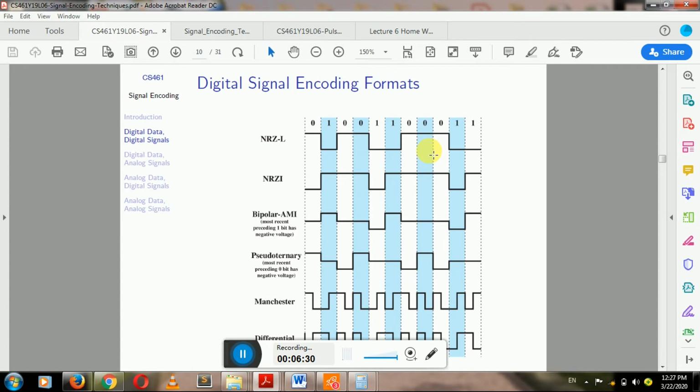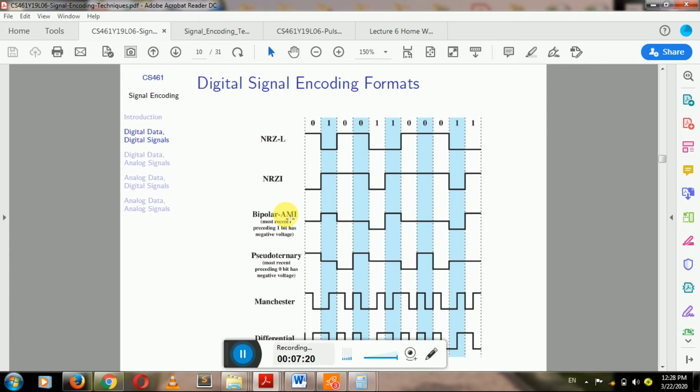When we see non-return to zero inverted, the definition is always: when you get a bit 1, change the level. So we get a bit 0, so we start with a low level. Then we get a bit 1, we change the level to high. So 0, no change, we maintain that level. 0, we maintain that level. 1, we change the level. Then the next one, we change the level. So 0, maintain, 0, maintain, 0, maintain, 1, change the level, 1, change the level. So this is the definition for non-return to zero inverted.